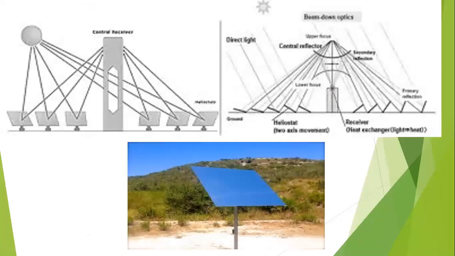See, these are the diagrams of heliostatic mirrors. This is the tower, this is the receiver. The heliostatic mirrors are kept in opposite ways. This is the sun. See, this is the heliostatic mirror, an independent heliostatic mirror.